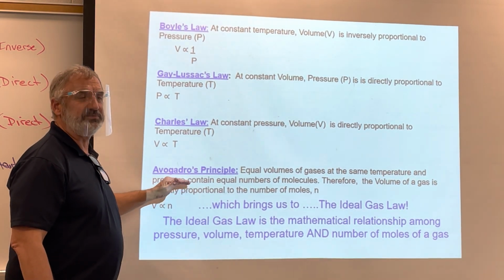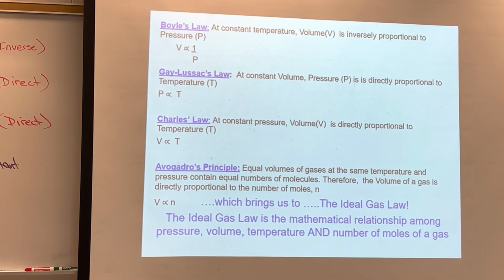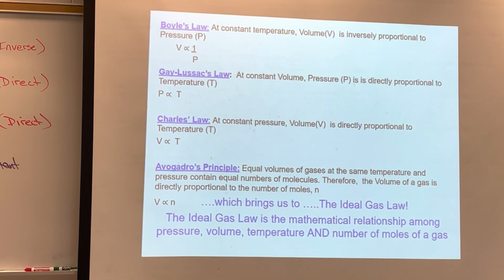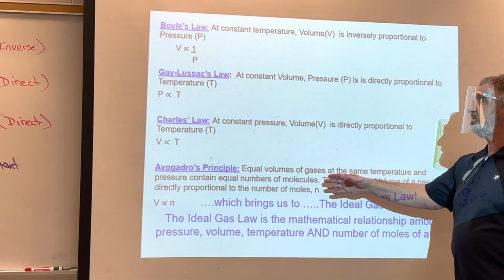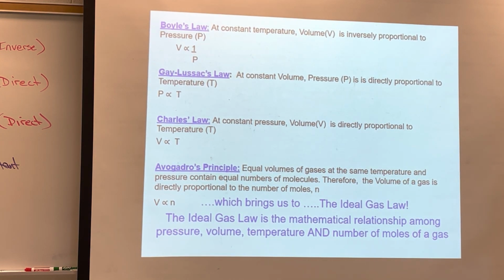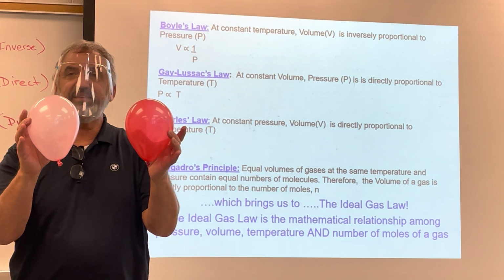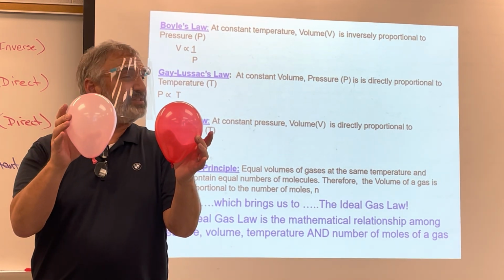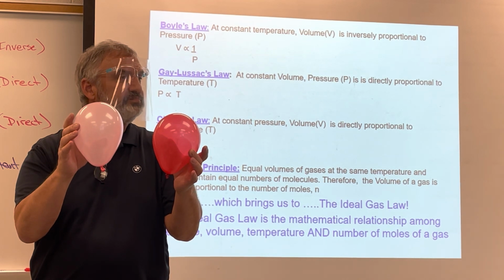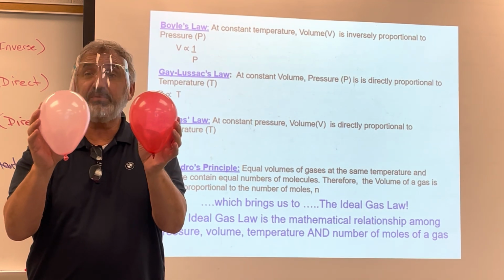Here's Avogadro's principle. Avogadro, same as the 6.02 times 10 to the 23rd guy. Now again, Avogadro did not come up with that number. Some other Italian guy did and named it after Avogadro. But Avogadro did come up with this, and this is probably his greatest accomplishment. Equal volumes of gases at the same temperature and pressure contain equal numbers of molecules. So I have two balloons that are exactly the same size, at the same temperature and pressure in this room. If this is hydrogen gas and this is oxygen gas, there's still the same number of molecules in each one.